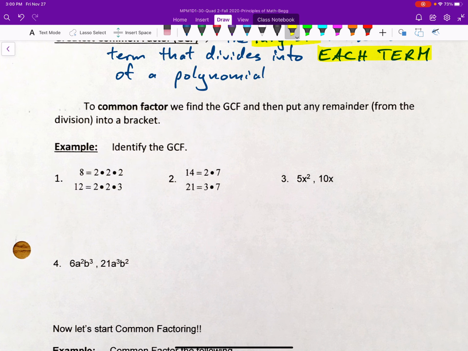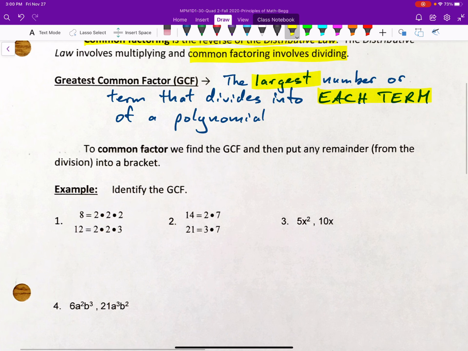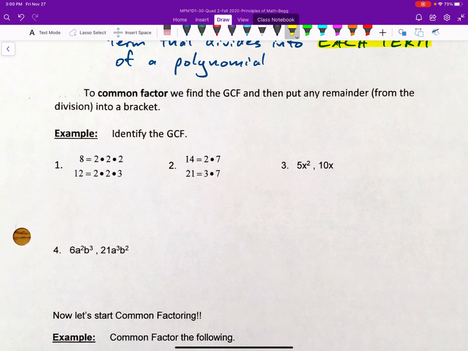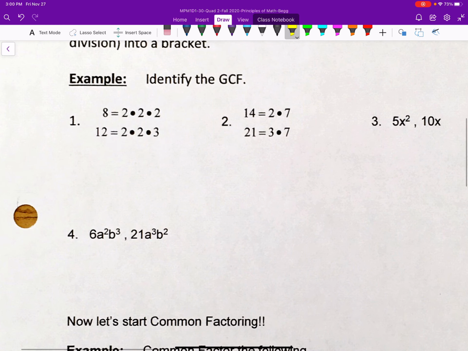The common factor we find, we call it GCF, greatest common factor, or GCF for short, especially when we're writing it because it's a lot quicker. So to common factor, we find the GCF, and then we put any remainder from the division into a bracket. The first example here is not common factoring, it's just finding the GCF. This is, to be honest, kind of a funny way to look at it. I don't generally think this way, but it could be helpful to us. I'll show you these examples, but I have to admit I don't generally use it myself.